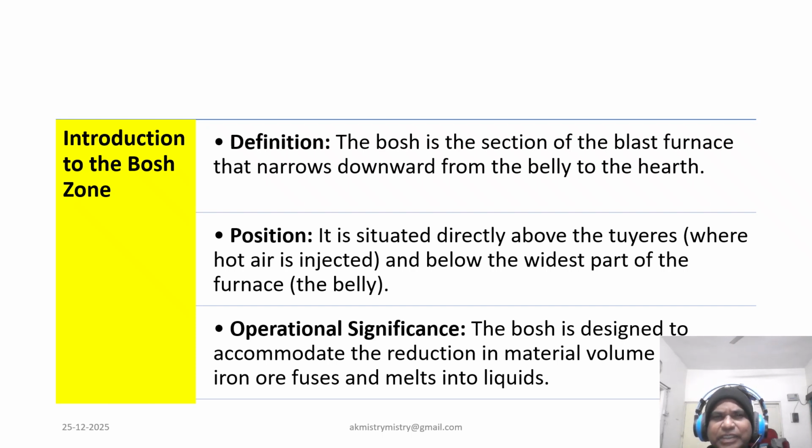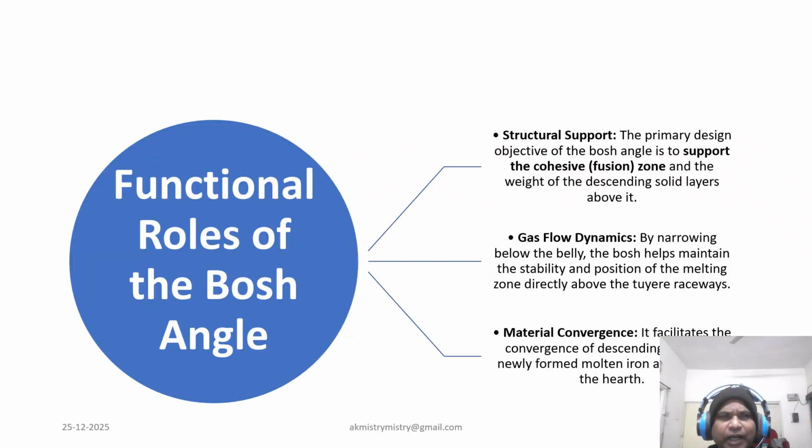Finally, it facilitates material convergence, ensuring that descending coke and newly formed liquid flow smoothly into the hearth. Engineering this angle was not always a high-tech simulation.